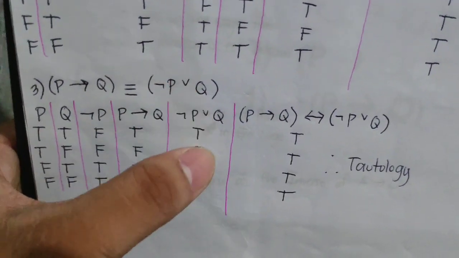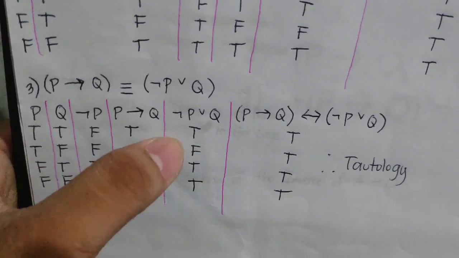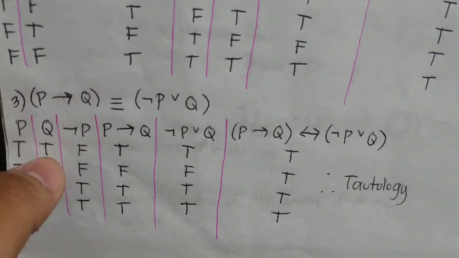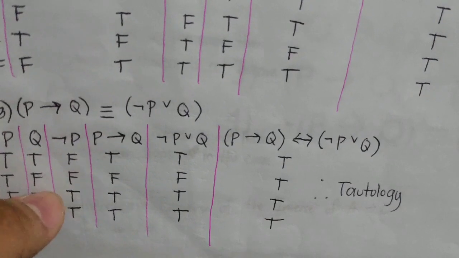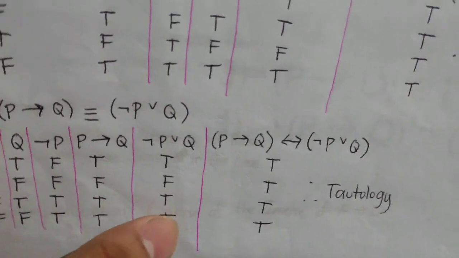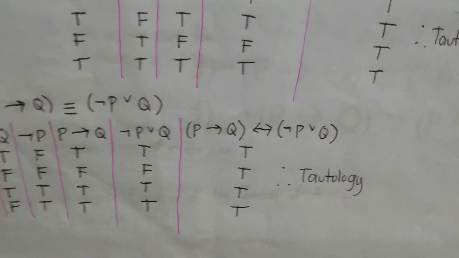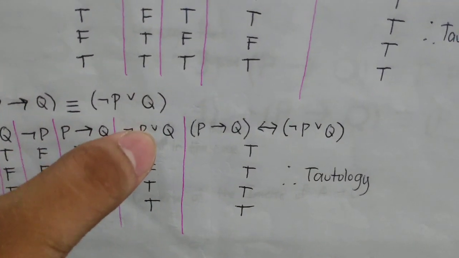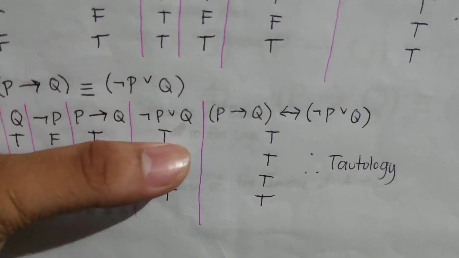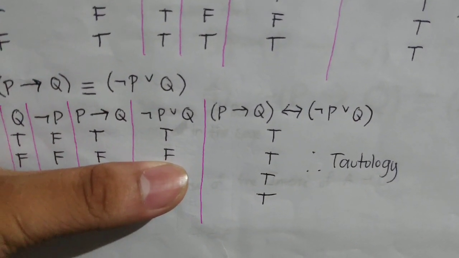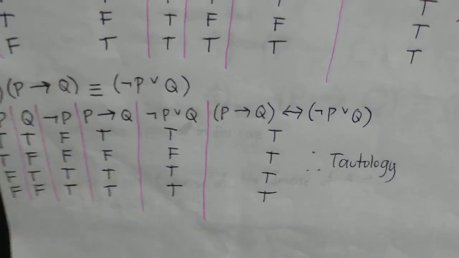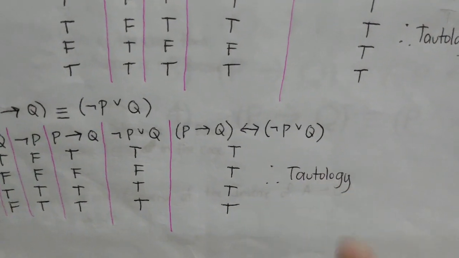So this is the disjunction. Therefore, for the truth value, for it to be true, one of the statements must be true. So you have the negation of P or Q: false or true, therefore true; false or false, therefore false; true or true, therefore true; true or false, therefore true. Since you now have the truth values for P implies Q and the negation of P or Q, you will have the biconditional statement. So they must be equal. True, true, therefore true; true, false, false, therefore true; true, true, therefore true; and for true and true, therefore true. So number 3 is also an example of a tautology.